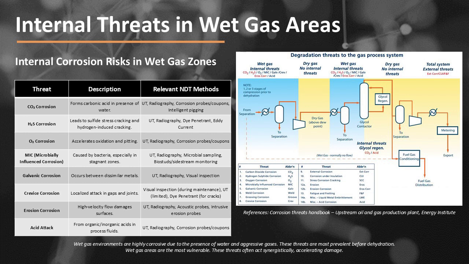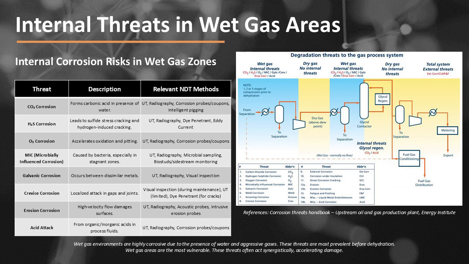Number 4 is MIC or microbially influenced corrosion threat, caused by bacteria, especially in stagnant zones. Relevant NDT methods to detect MIC: ultrasonic thickness test or UT, radiography, microbial sampling, and biostuds or sidestream monitoring. Number 5 is galvanic corrosion threat, occurs between dissimilar metals. Relevant NDT methods to detect galvanic corrosion: ultrasonic thickness test or UT, radiography, and visual inspection.